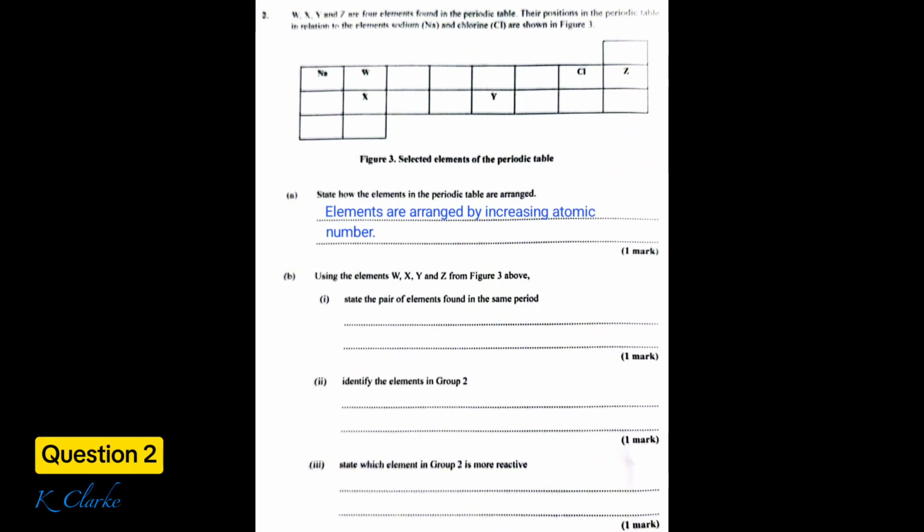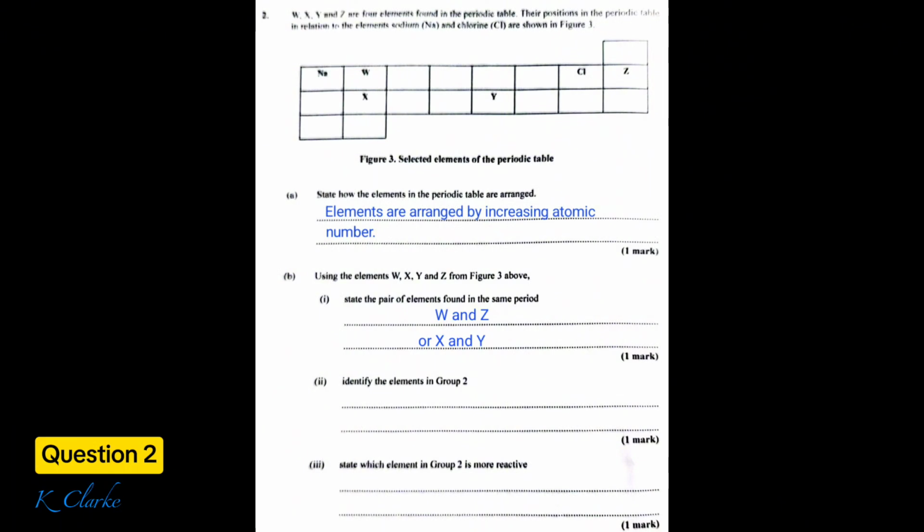B. Using the elements W, X, Y, and Z from figure 3 above, I. State the pair of elements found in the same period. Period is the row in the periodic table. Remember, you are only using the letters W, X, Y, and Z from figure 3 above. The pair of elements found in the second period is W and Z, or you could write the pair of elements in the third period, X and Y.